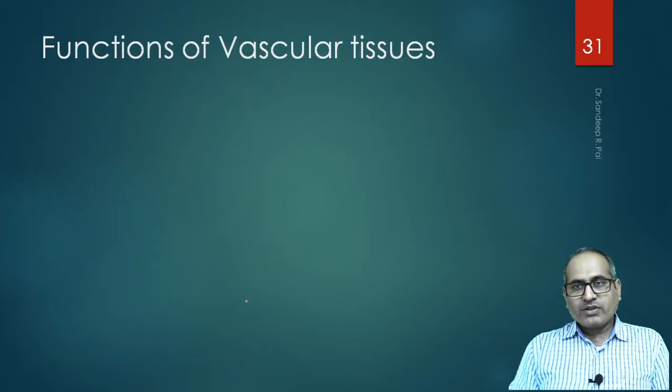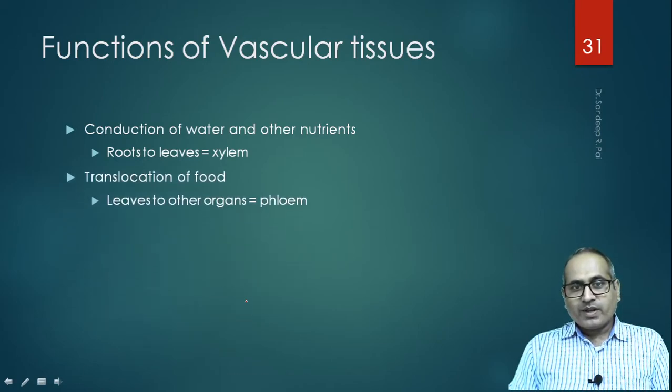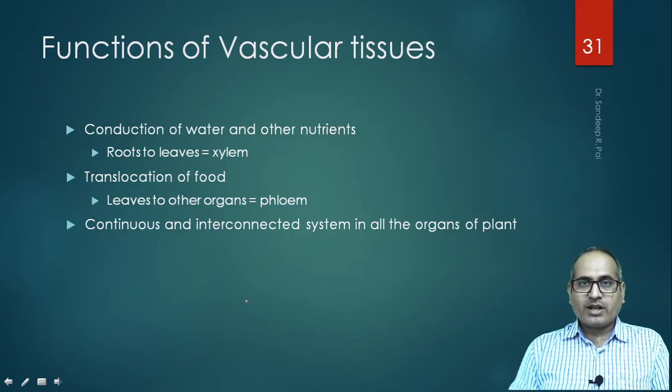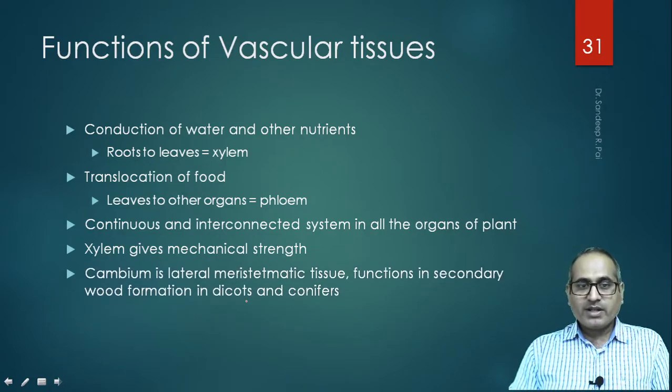So what are the functions of vascular tissues? Conduction of water and other nutrients, root to leaves, xylem takes care of it. Translocation of food, when it comes to translocation, it should always be phloem, leaves to other organs. Continuous and interconnected system in all the organs of the plant. So they are continuous from roots to stem to different types of roots, leaves, whatever it may be in the plant, they are continuous and interconnected. Xylem gives mechanical strength. Yes, there will be mechanical strength provided by xylem fibers as well as phloem fibers.